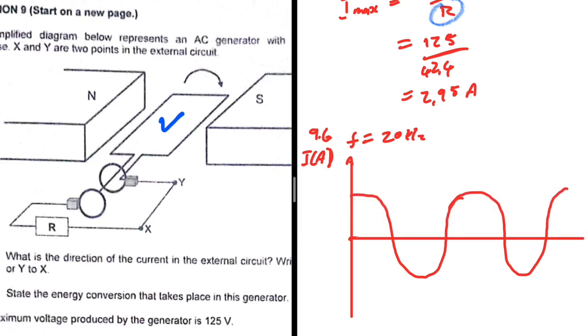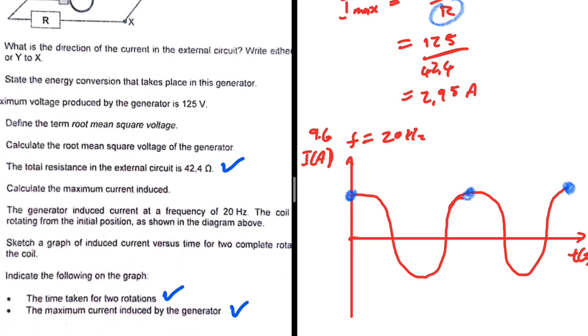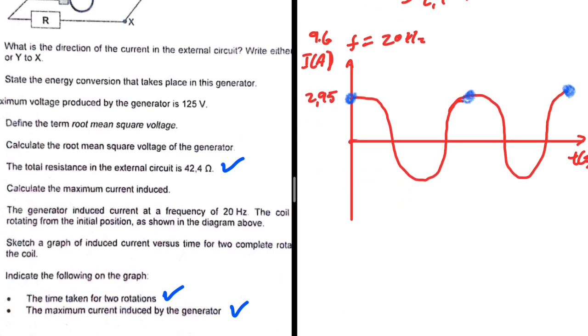So let me just put that line there and see if what I'm saying is correct. From here to here is 1 wavelength. Then from here to here is another wavelength. Okay, what I'm doing is correct. So there we go. We have our 2 rotations. This is the time in seconds. We need to indicate a couple of things: time taken for the 2 rotations and the maximum current. Let's start with the maximum current, 2.95.